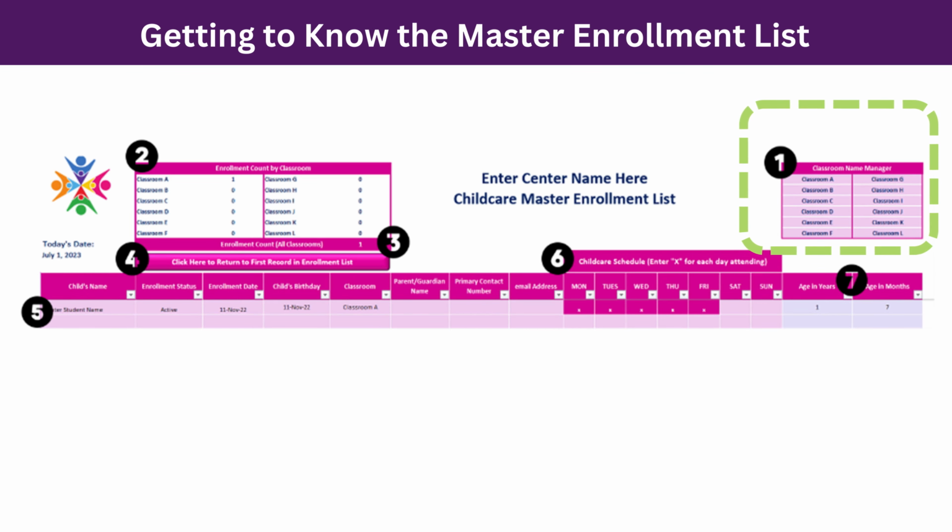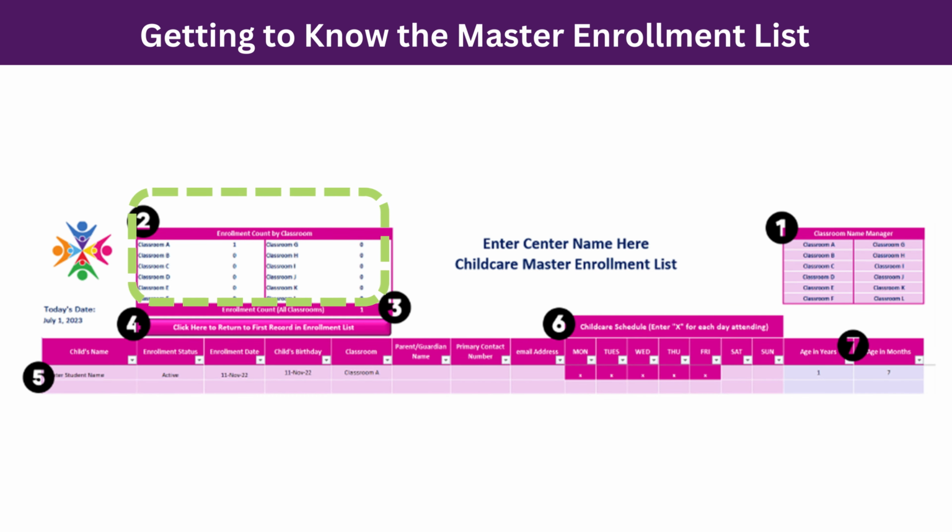Let's take just a moment to familiarize ourselves with the master enrollment list. The upper right-hand corner is the classroom name manager. This is where you'll manage all the names for your classrooms. Keep in mind that data that's entered here also updates throughout the entire workbook.